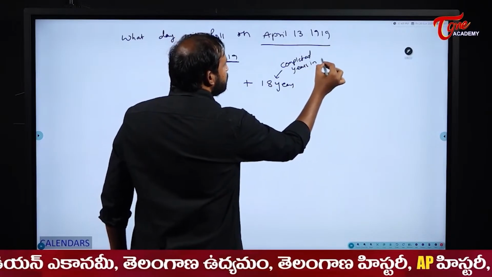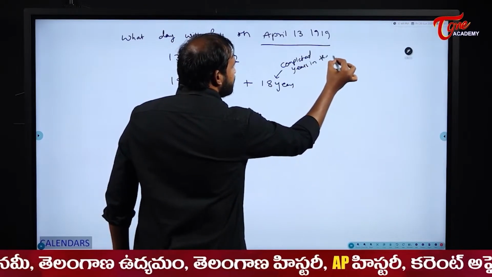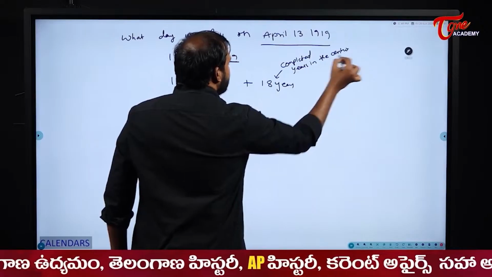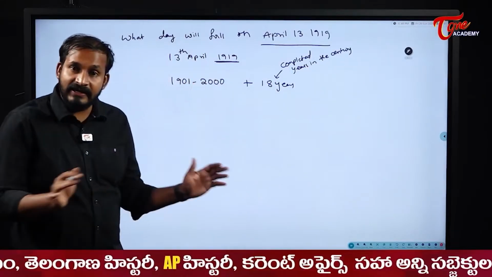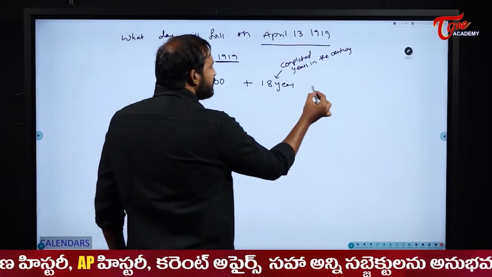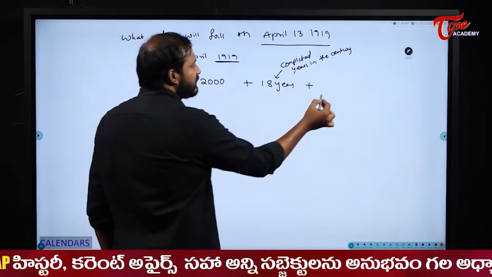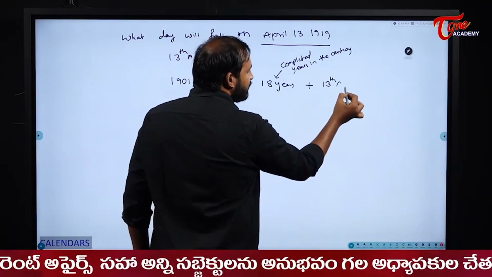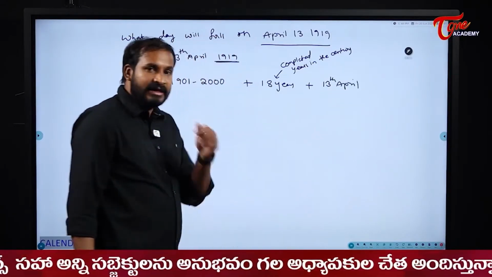in the century, in the same century. In the same century, how many years are completely finished? 18 years. Plus the 19th year we are seeing. So 13th of April. Directly I will write 13th April.